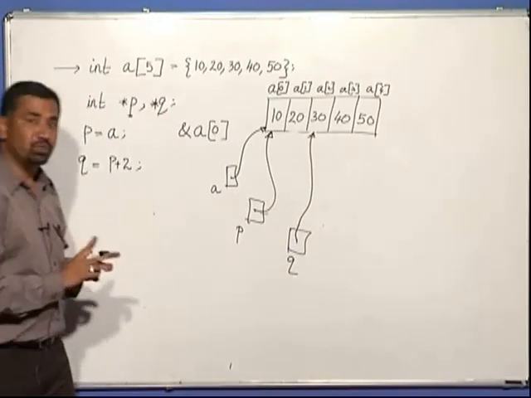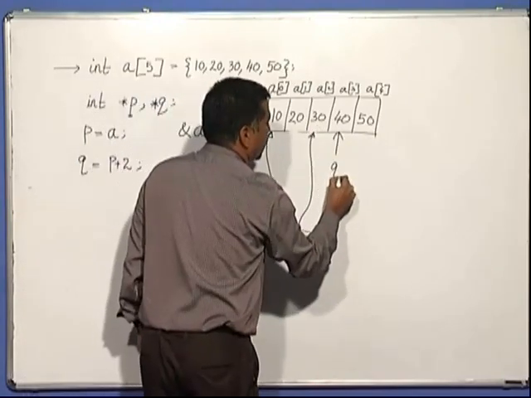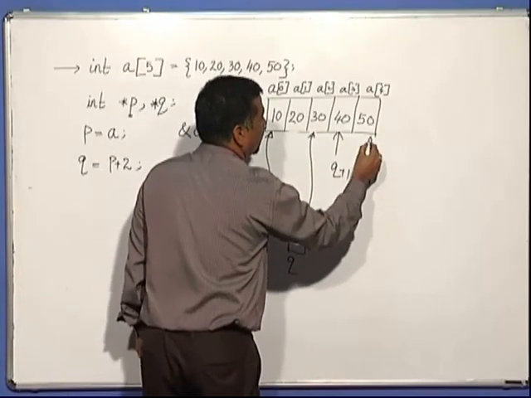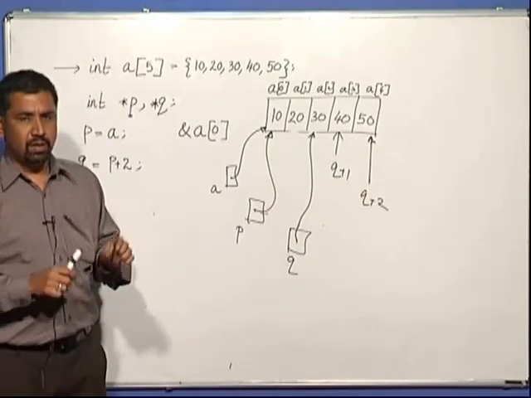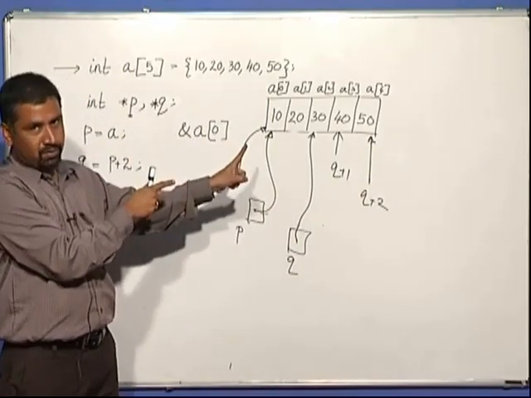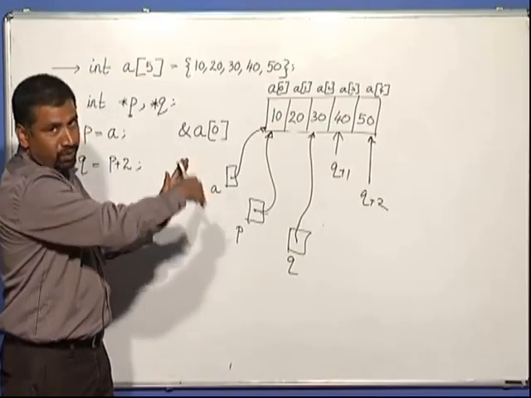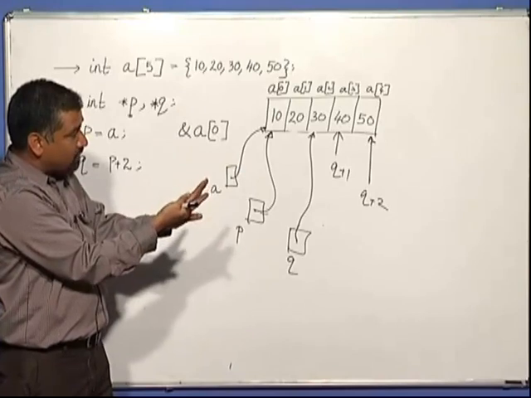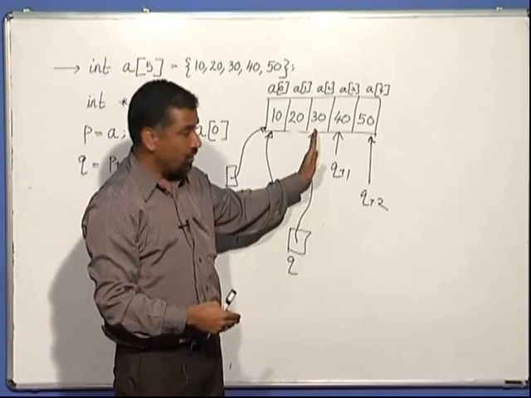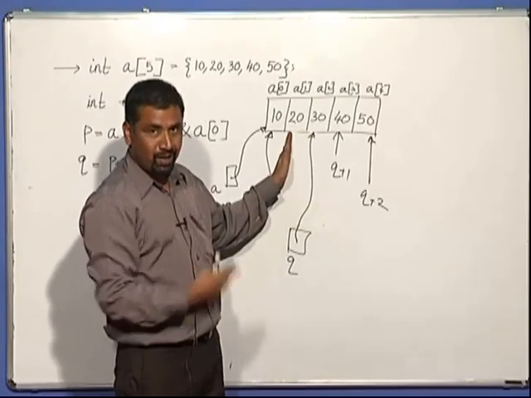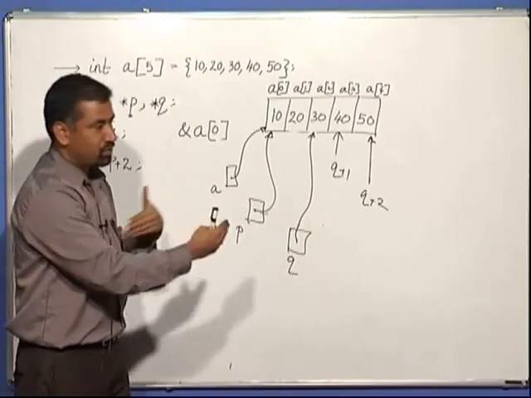So, now Q is pointing here. So, this would be Q plus 1. This would be Q plus 2. So, that is a very simple idea. Once a pointer is pointing to some element, plus 1 will take you to the next element, plus 2 will take you 2 elements ahead. In the same way, I can also refer to Q minus 1. Once Q is pointing here, Q minus 1 would refer to one element before. Q minus 2 would refer to 2 elements before, and so on and so forth.